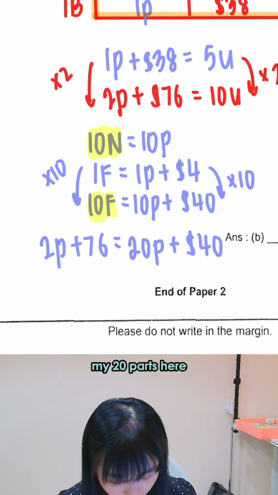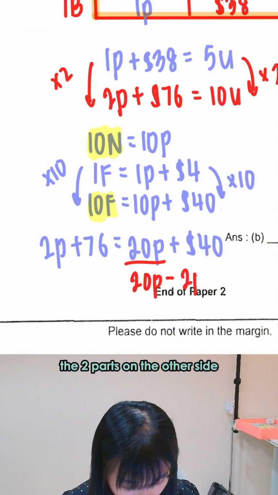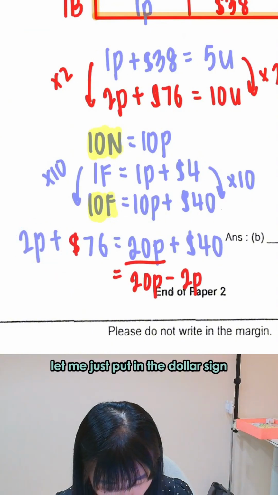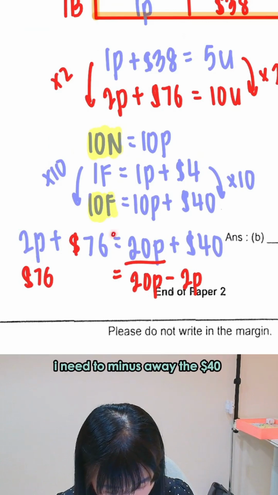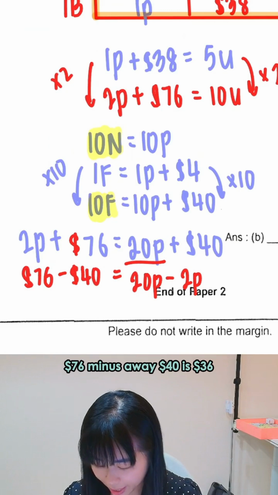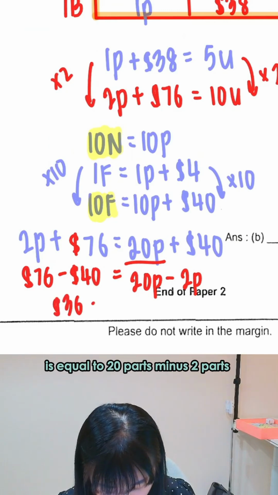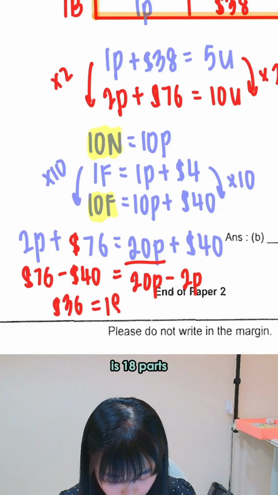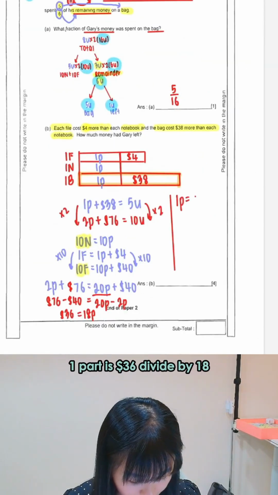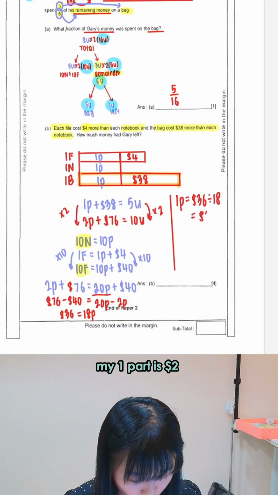My 20 parts here, I need to minus away the 2 parts on the other side. Let me just put in the dollar sign. My $76 here, I need to minus away the $40 on the other side. 76 minus $40 is $36, which equals 20 parts minus 2 parts, which is 18 parts. One part is $36 divided by 18. My one part is $2.